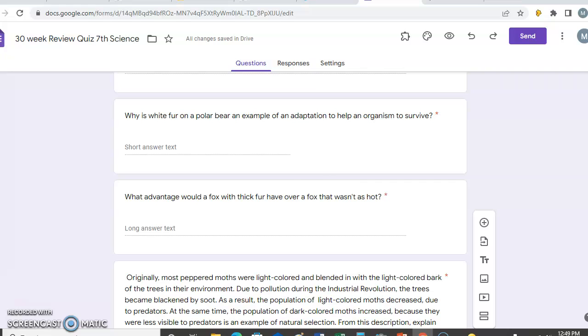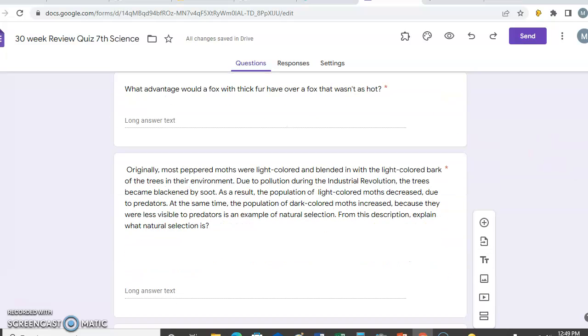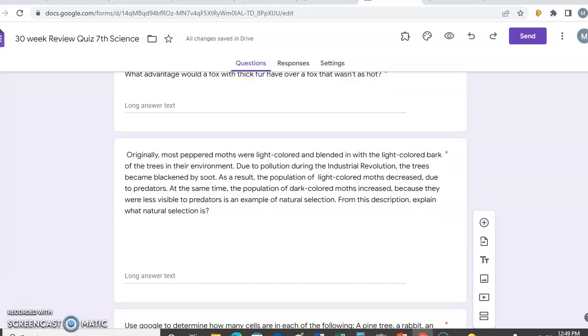So, what advantage would a fox with thick fur have over a fox that wasn't? Right. So obviously, with thick fur, it's going to keep you warmer. So if you have thick fur, it's going to be better for an animal that's in cold weather.